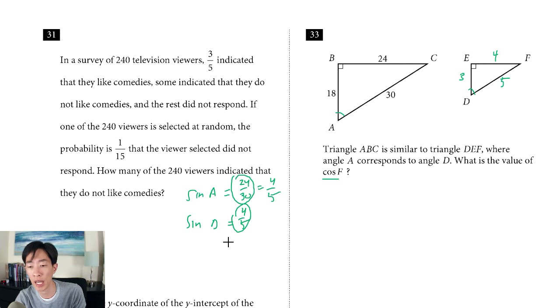So if you knew that, this becomes a very easy problem because the cosine of F is going to be the same as the cosine of C. So what's the cosine of C? It's going to be adjacent over hypotenuse, and that's exactly what we calculated, 24 over 30, and that reduces to 4 over 5. And so that's going to be the answer, 4 over 5, simply because you can't enter 24 over 30 in the free response section.